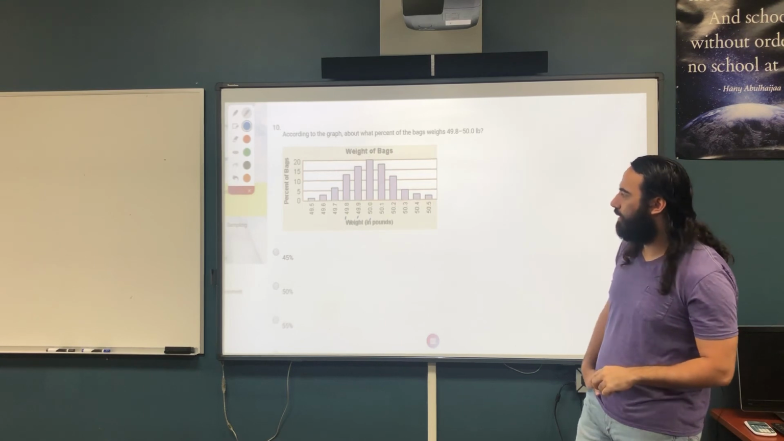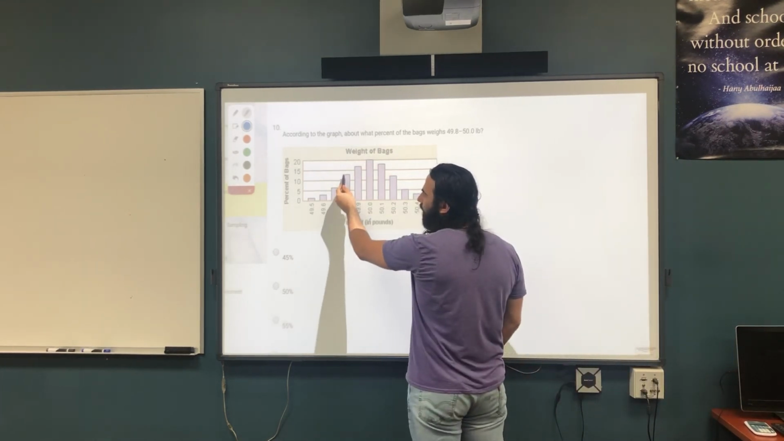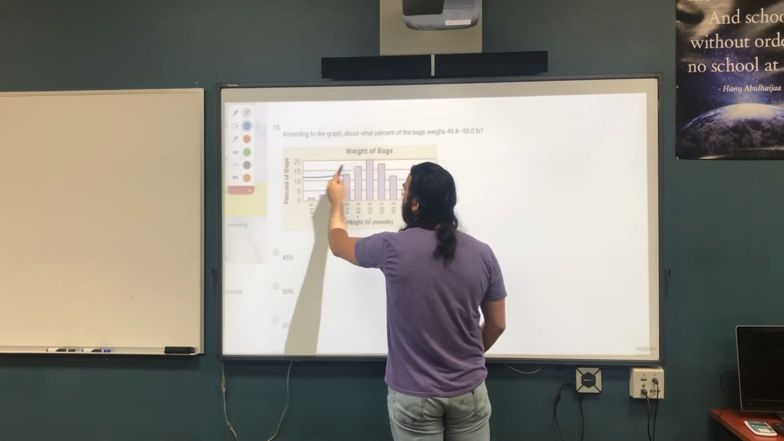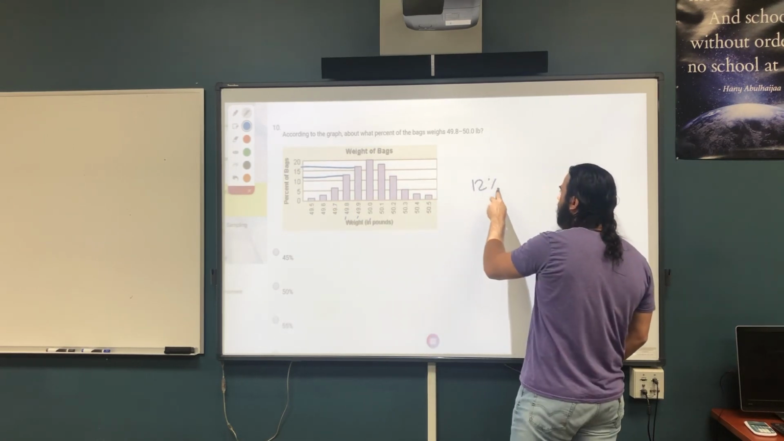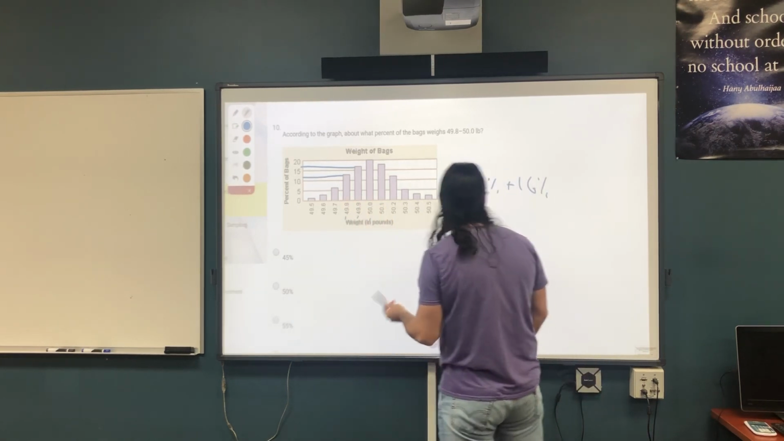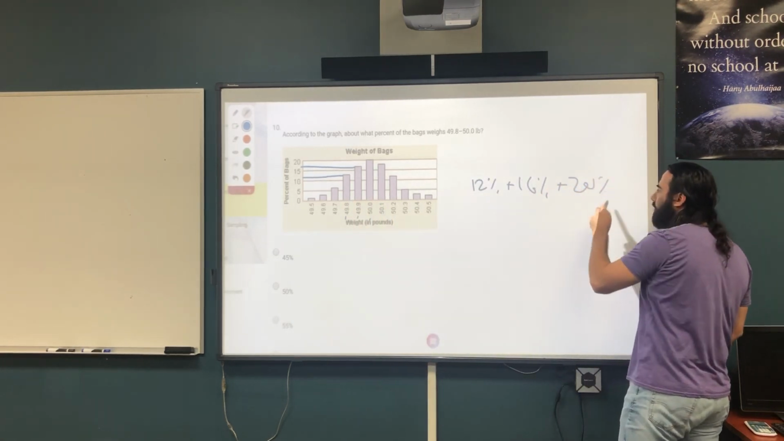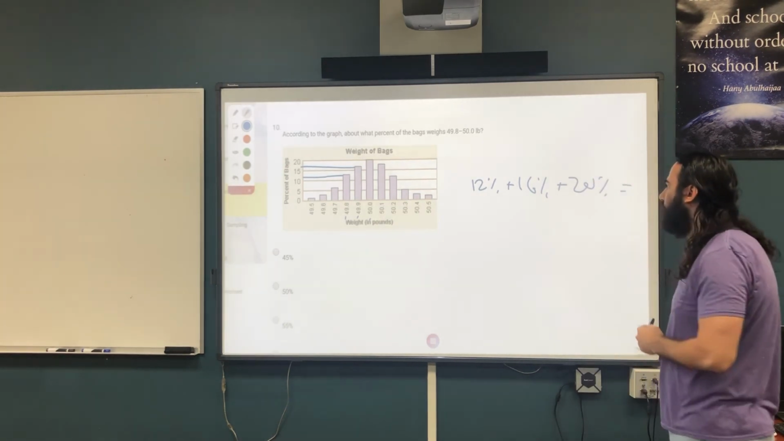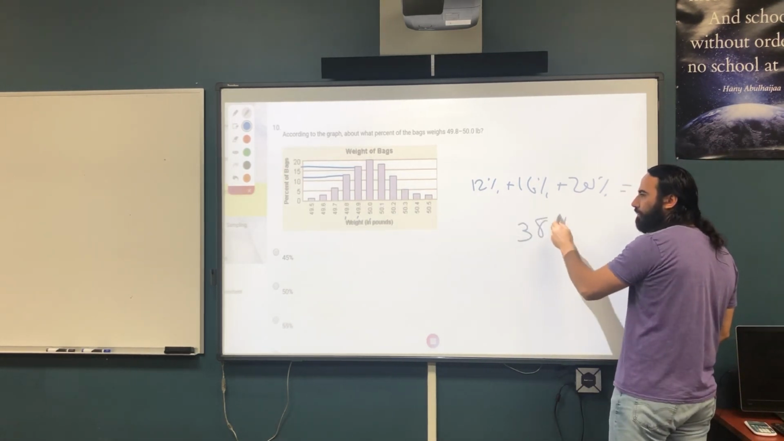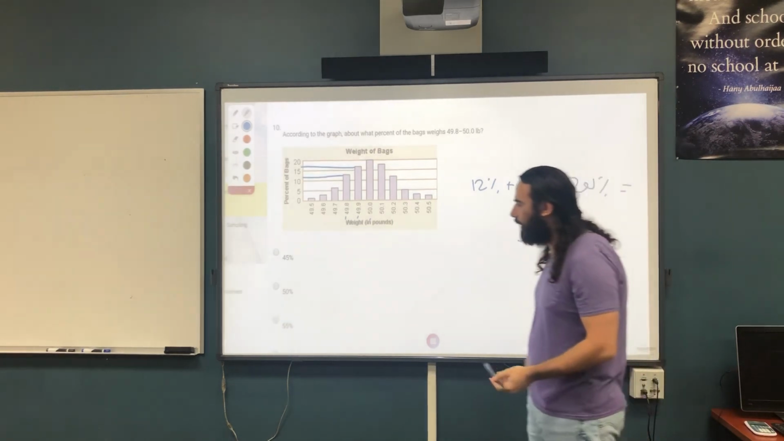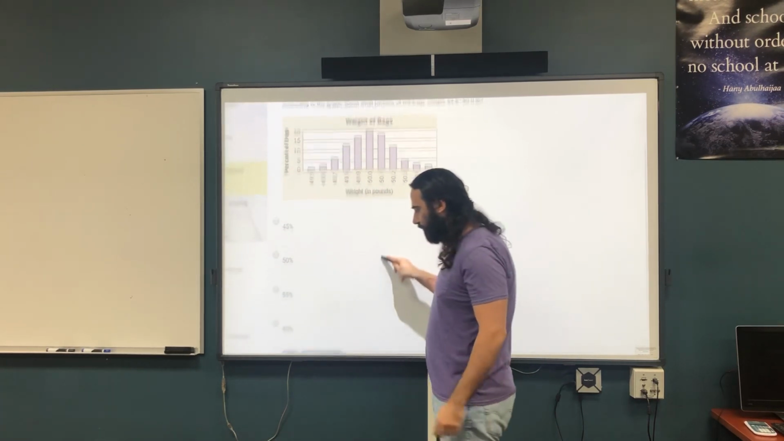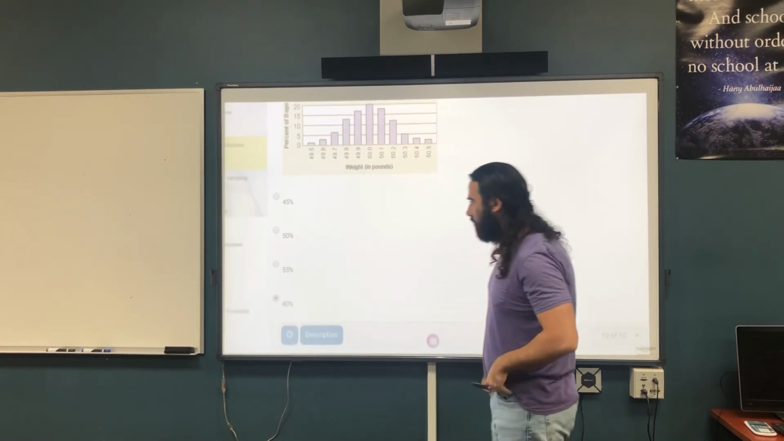So about what percent? So this one is about in the middle. Let's say 12%, for example. Let's say this one is about 16%. So we have 12% plus 16%, and 50 is about 20%, so plus 20%. Again, it's not accurate, so it's going to be the closest one. So in this case it's going to be 38%. The closest to 38, as you can see, is 40, which would be the answer.